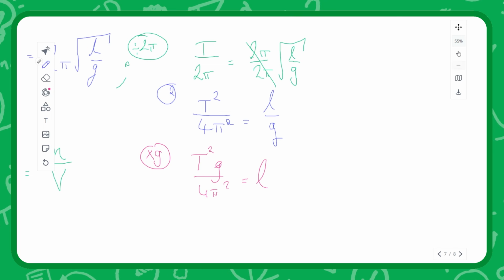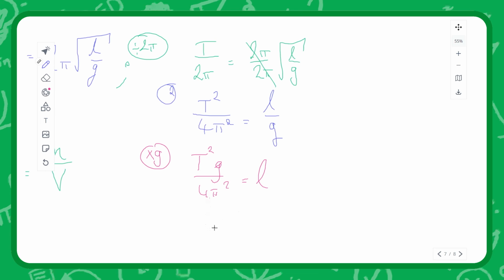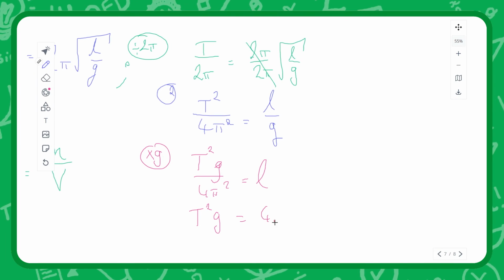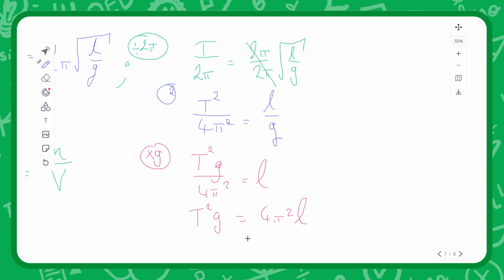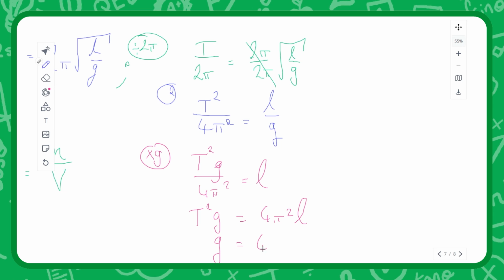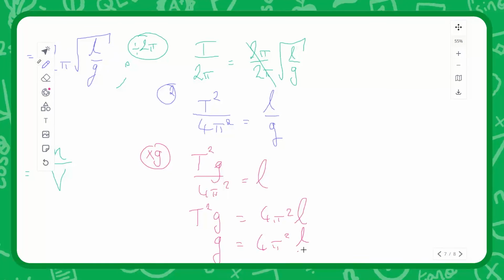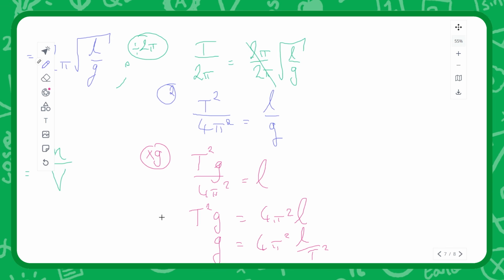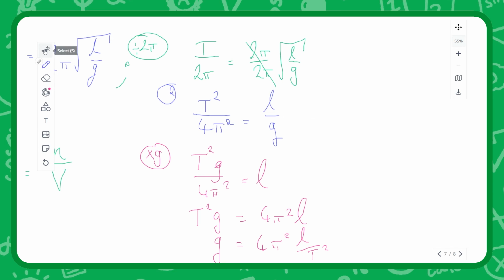And then we multiply by 4 pi squared, so we get that T squared G equals 4 pi squared L, and then we divide by T squared. So we get that G is equal to 4 pi squared L over T squared. So that's one way that we could potentially do this using the similar techniques we've done so far.